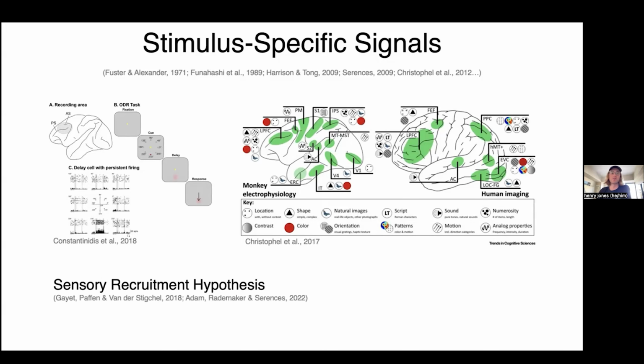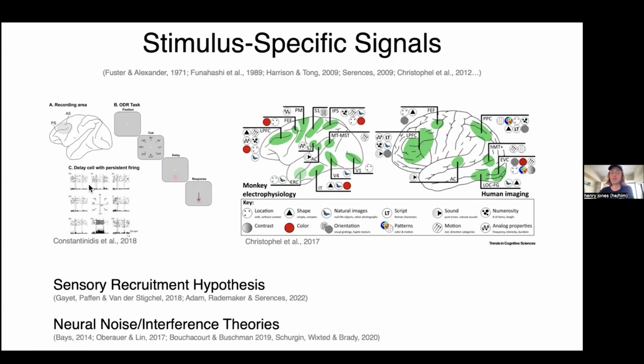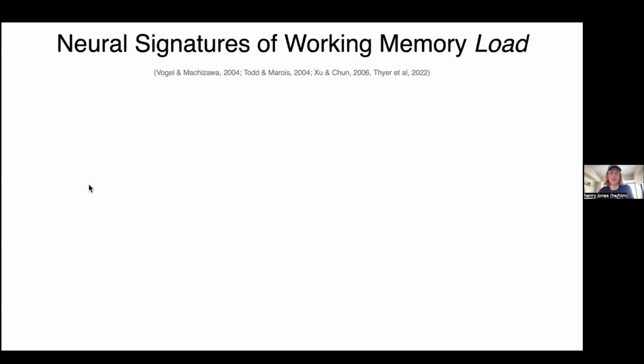These sorts of results have given rise to neurally plausible theories of working memory, like the sensory recruitment hypothesis, which suggests that information is maintained in working memory in the same regions that originally processed it. It's also given rise to other theories that argue that the capacity limits we see in working memory are driven by neural noise increasing or increasing interference between stimulus representations within these sensory regions that are now maintaining the stimuli. Today, I'm mostly going to focus on a complementary class of signals that we're treating as key data for understanding working memory.